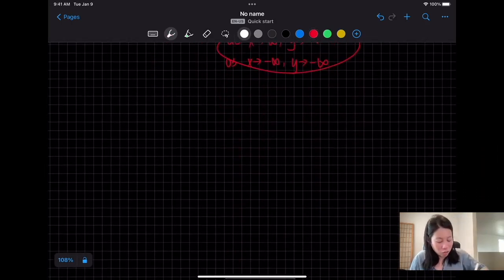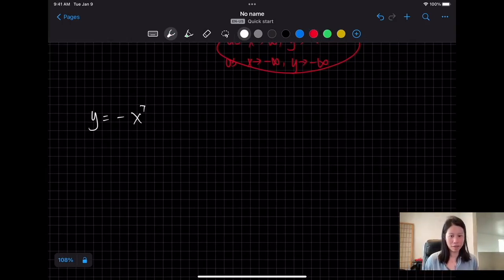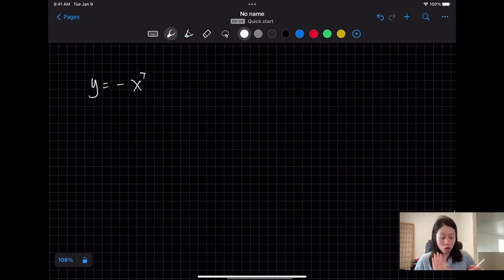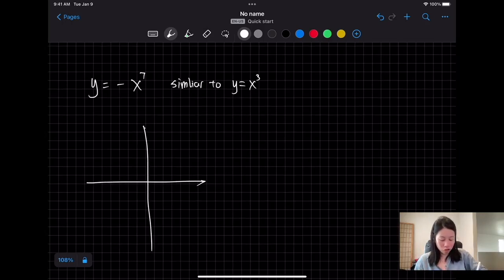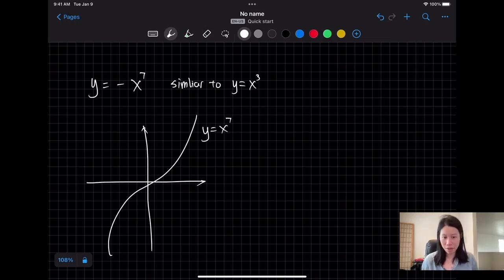Okay, now your turn, try this one: y = -x to the 7th power. What does this look like? I know that this function is going to be similar to y = x cubed, because they are power functions with an odd power. So the function is going to look like y = x to the 7th.